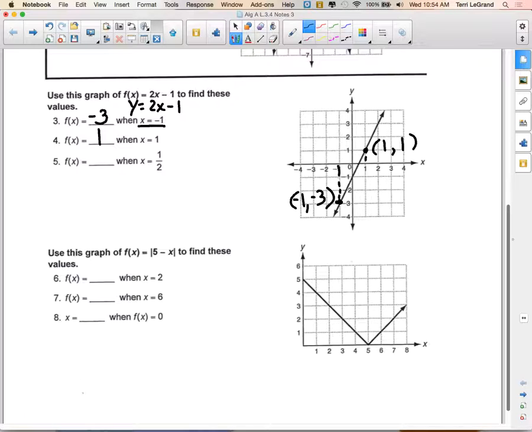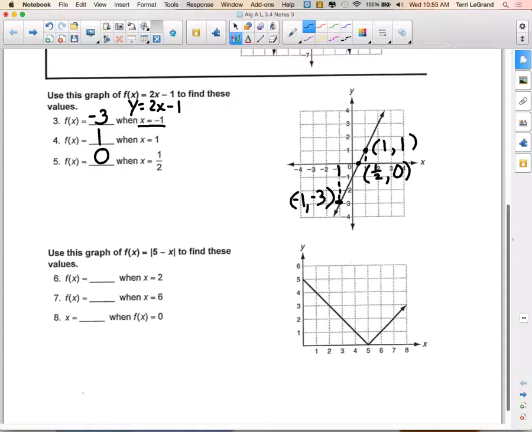Okay, how about when x is 1/2? So now we're going to go to right here at halfway between 0 and 1 on the x-axis, and we're already right there on the line, aren't we? So when x is 1/2, what's our y value? 0. We don't go up or down at all, so our f of x is 0. So again, if we really actually substitute the x values into the function rule, those are the y values we should get. So let's just try that last one.